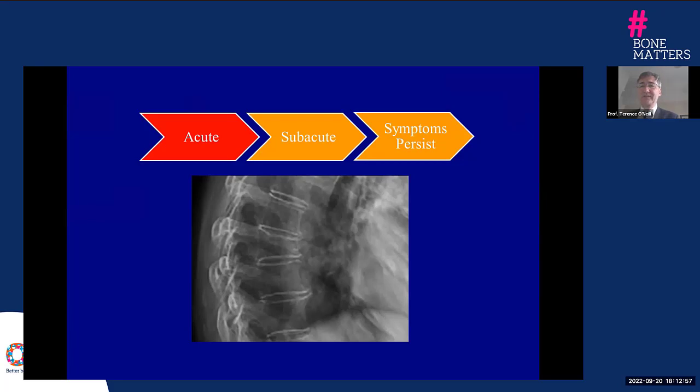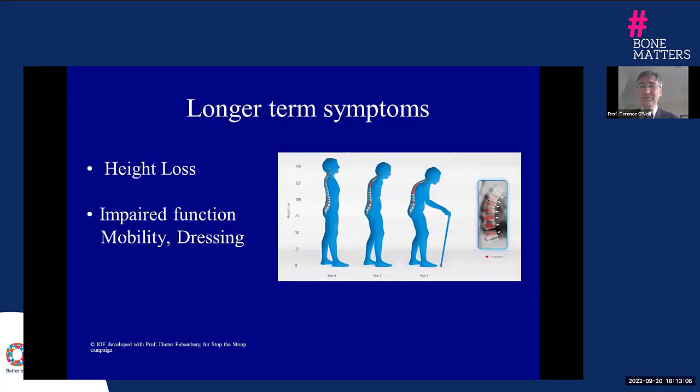Now, another consequence of this change in vertebral shape is that over time, people can lose height and they can sometimes develop a curvature of the spine. And this becomes a bit more marked if more than one fracture occurs. And so this combination of height loss and pain can interfere with balance and also routine daily tasks involving bending and standing, such as washing up and cooking and also getting dressed.